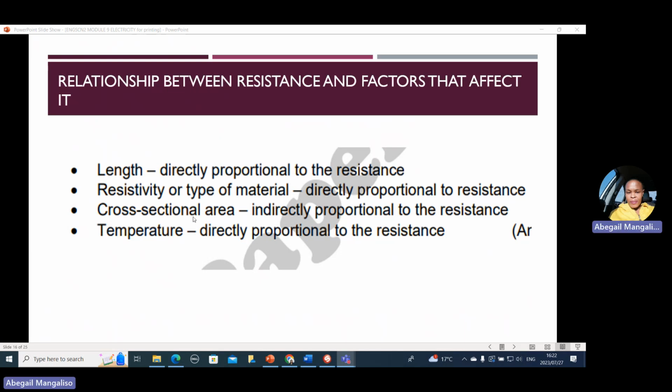Number 3, another factor is cross-sectional area. Its relationship is inversely proportional to the resistance. When the area is bigger, resistance is less. When the area is less, resistance is more. And the last one is the temperature. Temperature is directly proportional to the resistance. So the hotter the substance, the more resistance there is.